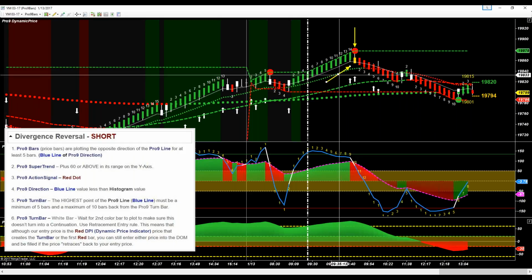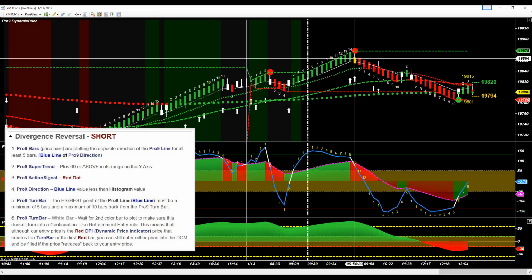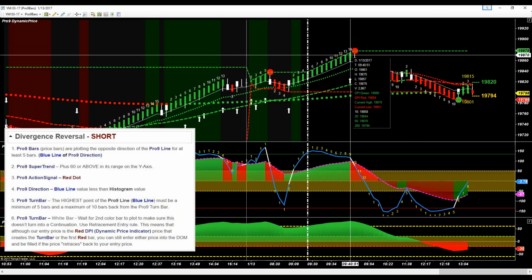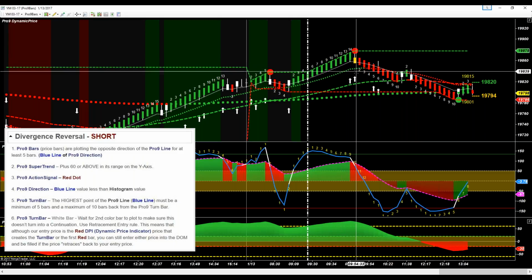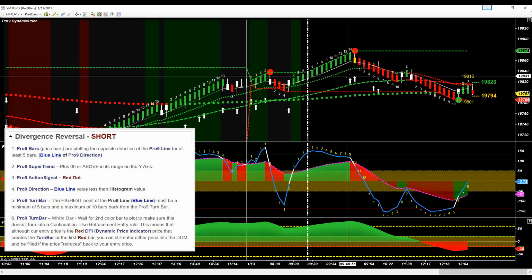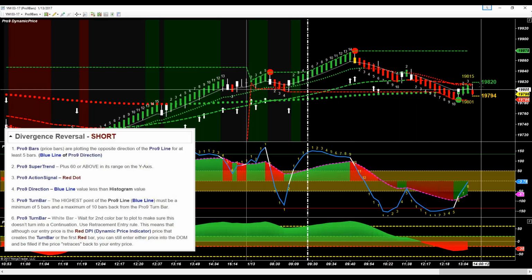Another way to know what your DPI price is, is just to add a tick to the high of the bar or subtract a tick from the low. So if we look at this turn bar, the high is, well, it won't work for the high because it's not going that direction. But since this is closed as a short turn bar, the DPI would be 19,854. And if I check the bar before, DPI is 19,854. So that's a different way to check for the DPI price if you're looking back historically. If you're watching the market live, you'll always see the DPI displayed over here.